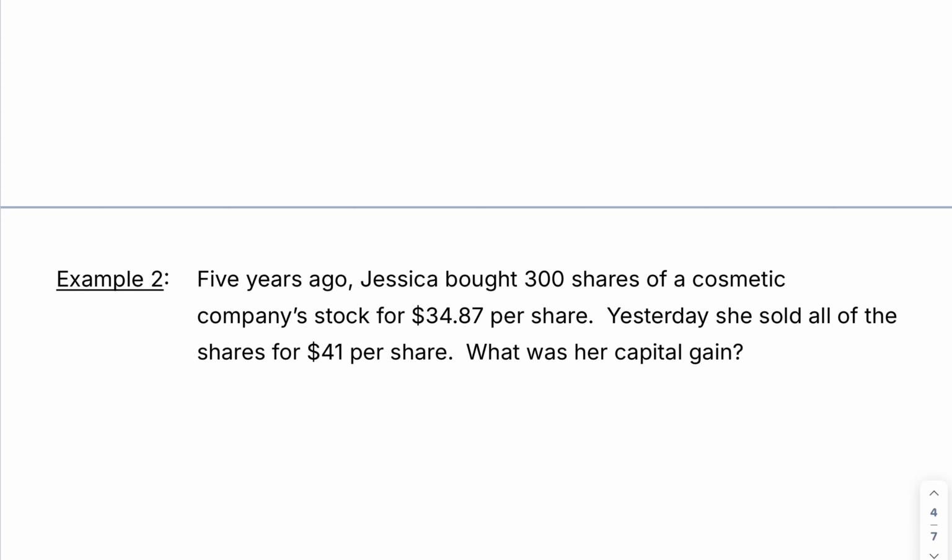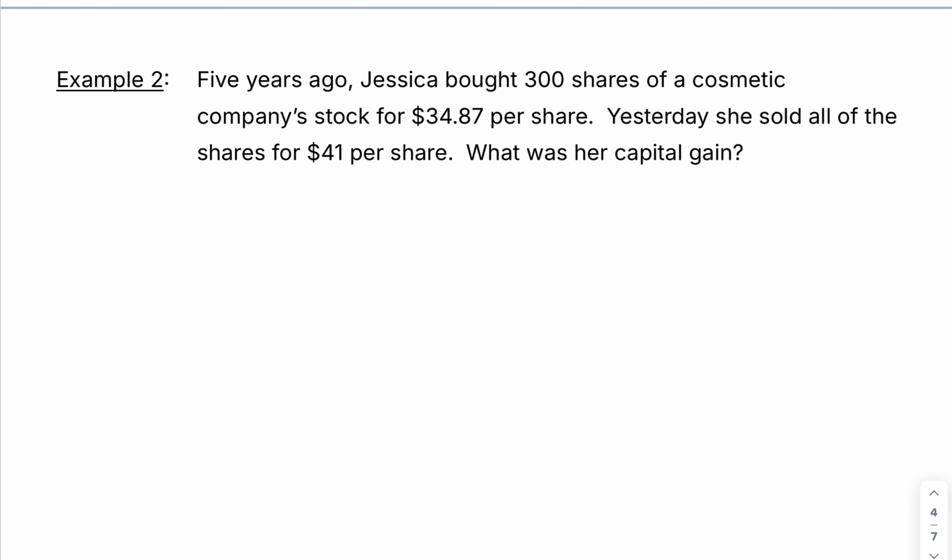Okay, now in example number 2, five years ago, Jessica bought 300 shares of a cosmetic company stock for $34.87 per share. And yesterday she sold all of her shares for $41 per share. So what was her capital gain?